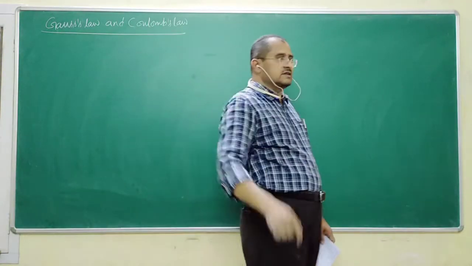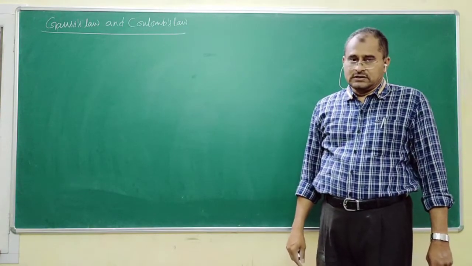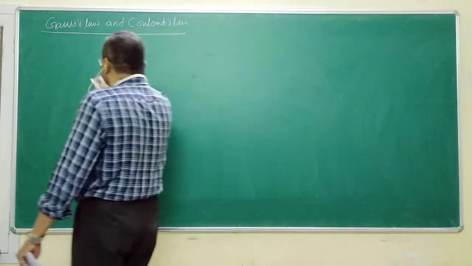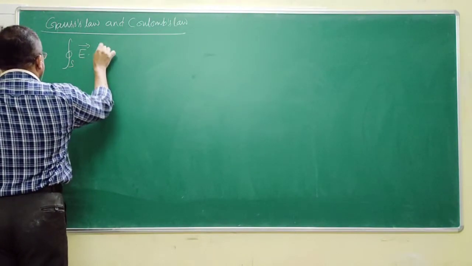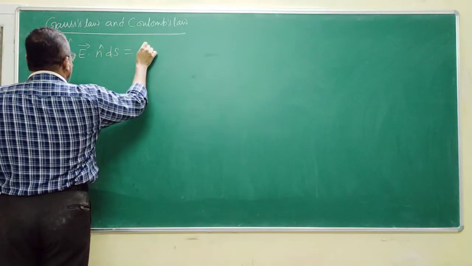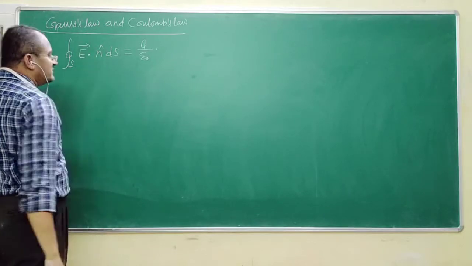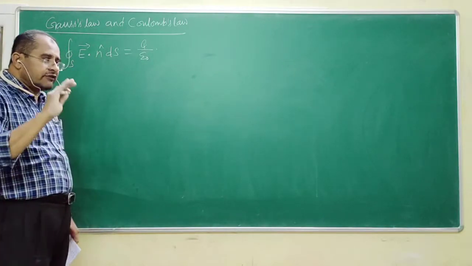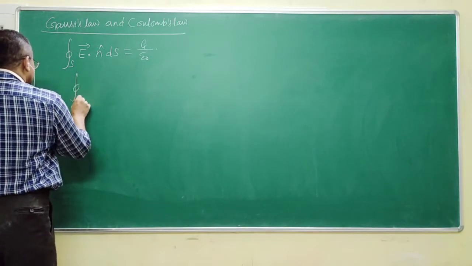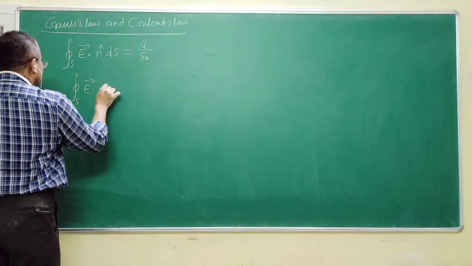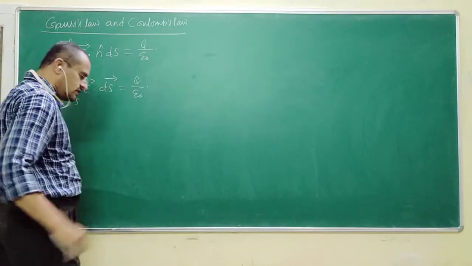What I am trying to tell you here is, in the previous class we derived Gauss's law, which is the integral over the surface of E vector dot n unit vector dS, equal to q by epsilon naught. Instead of using this unit vector, if we use area itself as a vector, then this can also be written as E vector dot dS vector equal to q by epsilon naught. This is also possible.